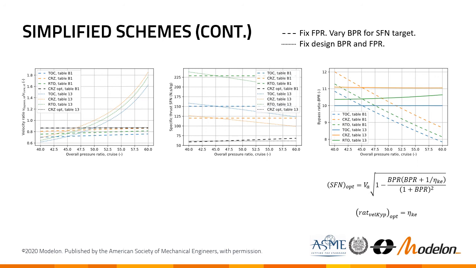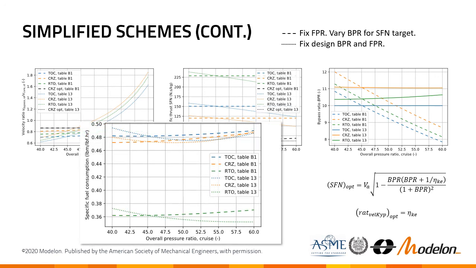For the bypass ratio, finally, the fixed bypass ratio in design is shown versus the bypass ratio required to make the specific thrust target with the dashed line. Finally, in terms of the specific fuel consumption, we can see that the setup with fixed bypass ratio and fan pressure ratio yields better results.